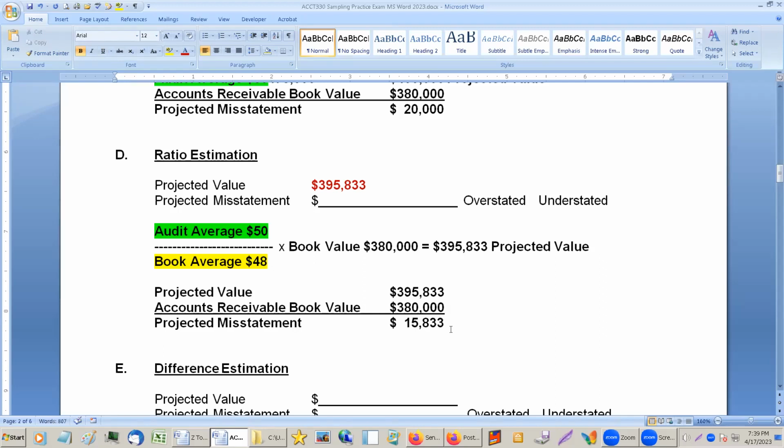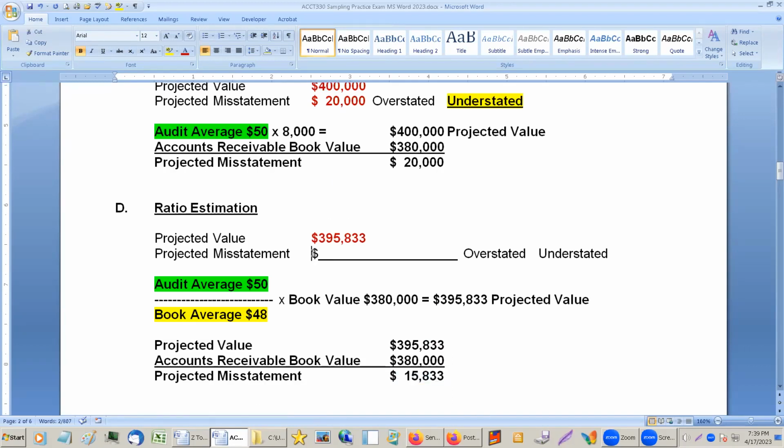All right, so the rejecting statement is 13 or 15.833. Overstated or understated? Under, I mean, yeah, it's under. Yep, it's under. Yeah, they only have 380. We're saying it should be higher.